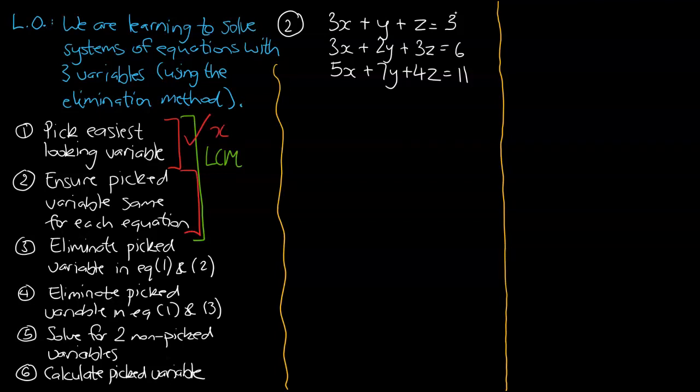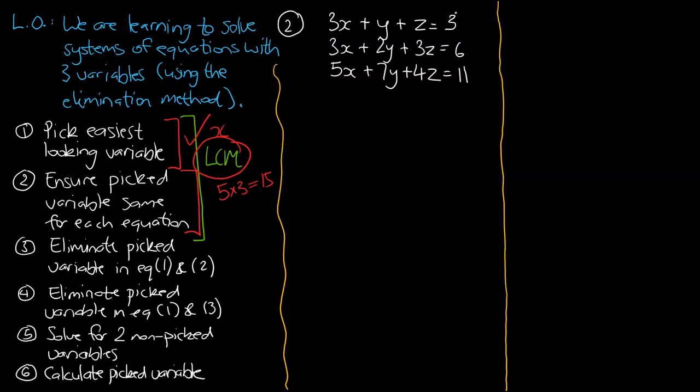This is going to be a new step compared to that last question. We now must ensure the picked variable has the same amount for each equation. And this time around, 3, 3, 5, they're all different. So we're going to need to do a little bit of changing. And that's why I've got this referenced here, LCM, the lowest common multiple. The lowest common multiple here is 3 times 5, which is 15. So we need to figure out how can we get each equation to 15x.